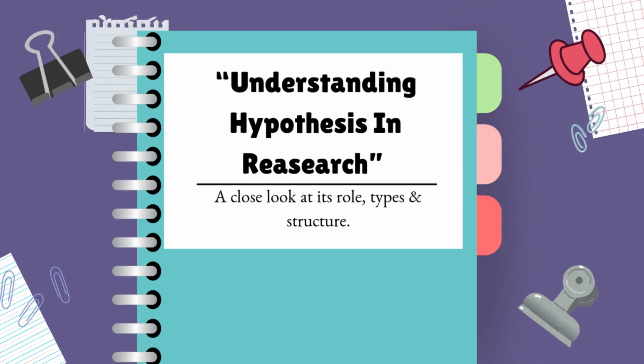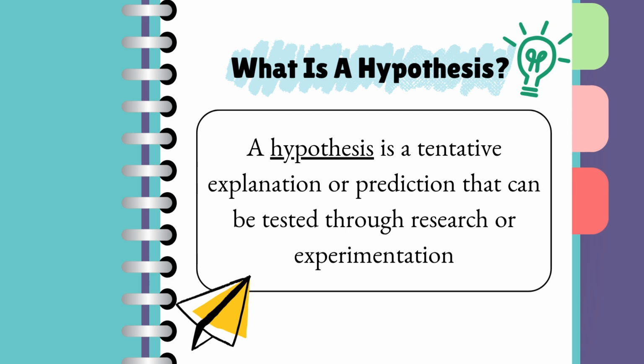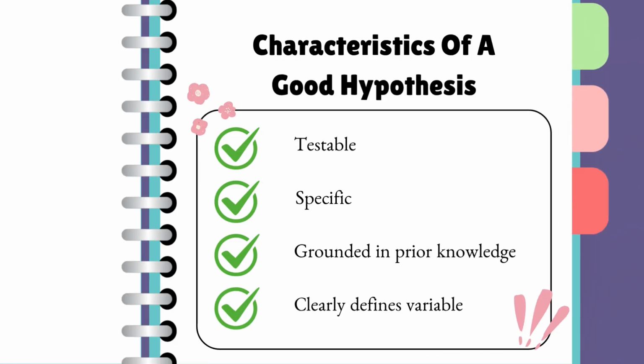In this module, we'll explore the meaning, importance, and structure of a hypothesis in academic research. A hypothesis is a tentative answer to a research question. It provides a direction for study, can be supported or rejected based on data, and is given for something that happens or is observed. A good hypothesis is specific, measurable, and based on existing knowledge. It clearly identifies variables and can be tested empirically.